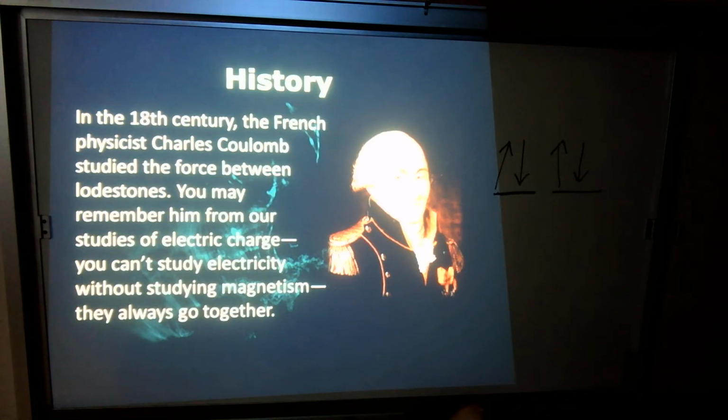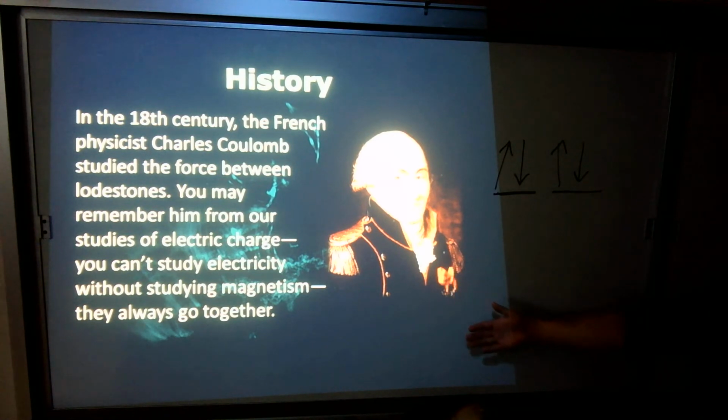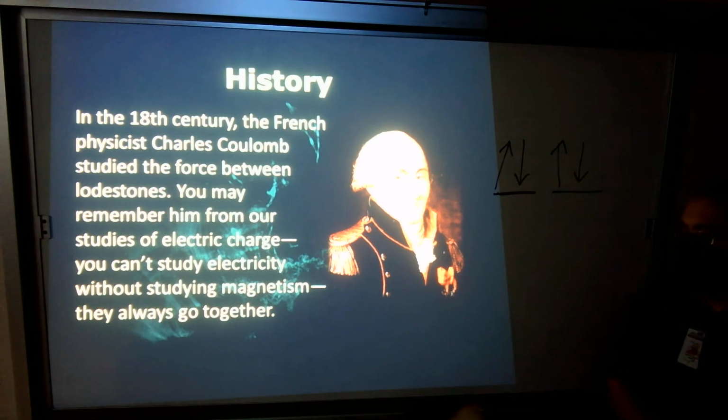This guy, we've heard this name before. We got the French physicist Charles Coulomb. We studied him when we had Coulomb's law with the charge. K, Q1, Q2 with the charges. So he studied electricity. He also studied magnetism because they always go together. You can't study one without studying the other.